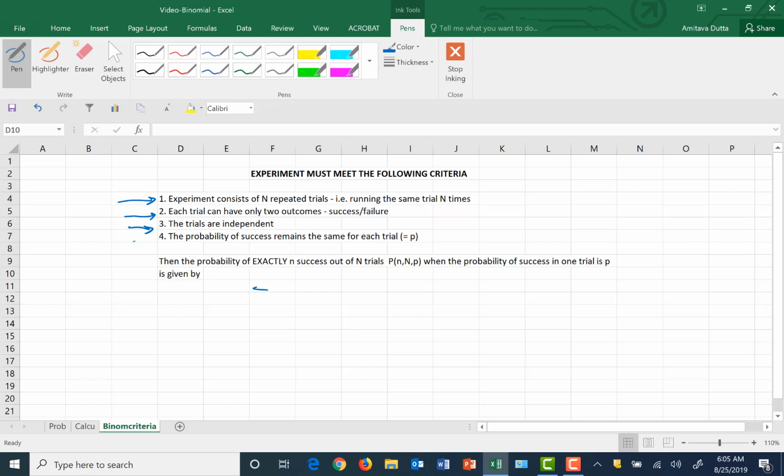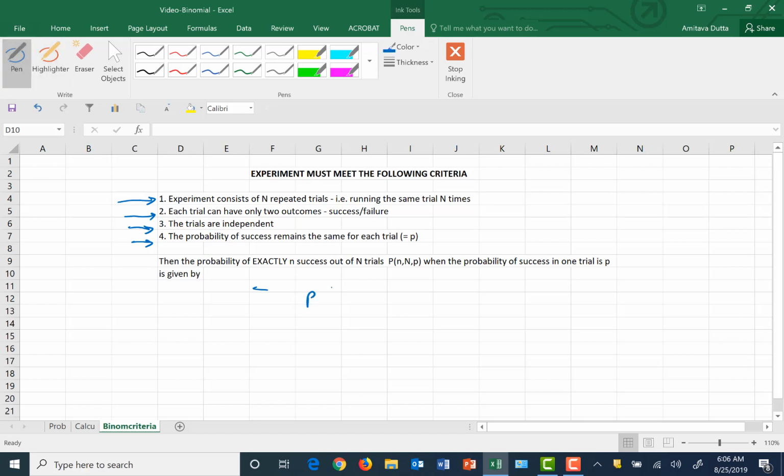And the fourth, again, is an assumption that the probability of success remains the same for each trial. So remember, we started off the problem saying that the likelihood of any one student leaving is 0.2. The assumption is the likelihood of the first student leaving is 0.2, the likelihood of the third student leaving is 0.2, the likelihood of the 10th student leaving is 0.2. That probability does not change from student to student.